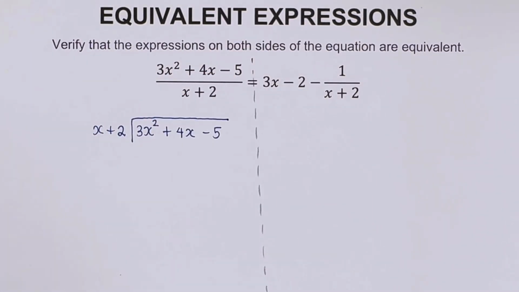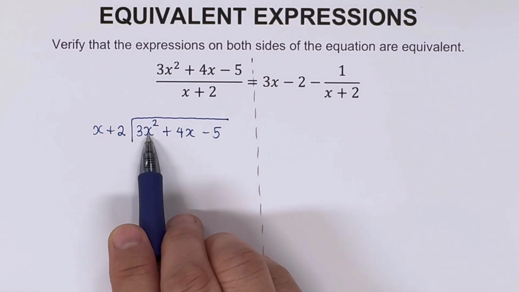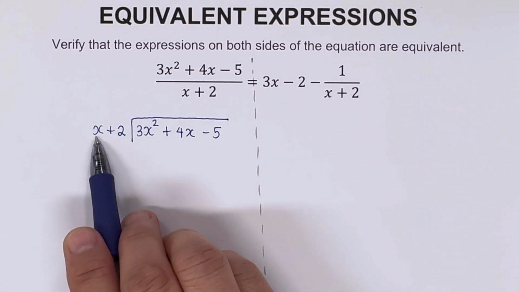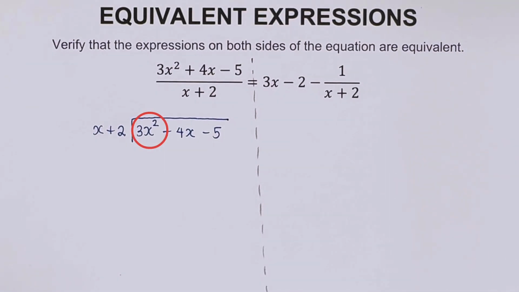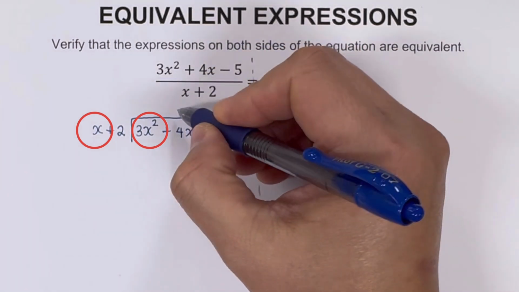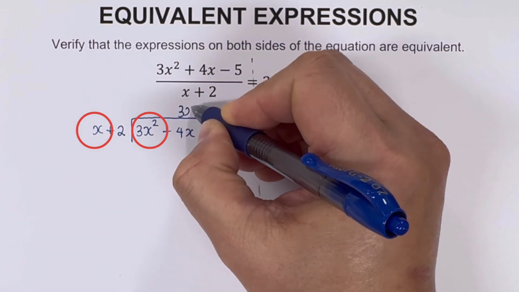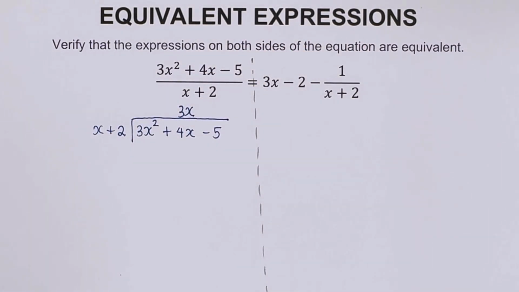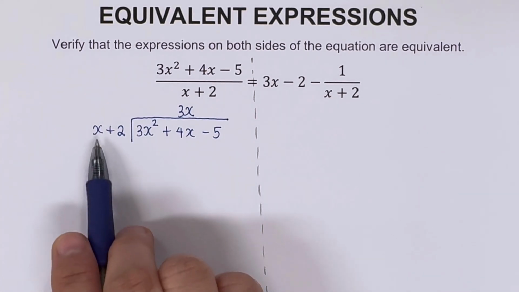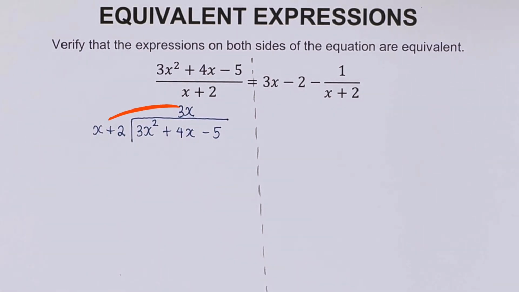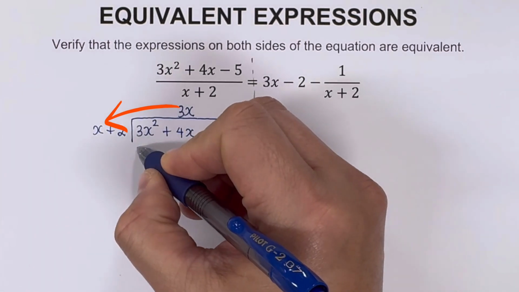To divide this expression, we're going to start with 3x squared, the first term, divided by the first term. So 3x squared divided by x is 3x. I'm going to write that up here. Now, the next step is to multiply this 3x to each of the terms x and 2. We start with 3x times x, which is 3x squared. So I will write that up here.